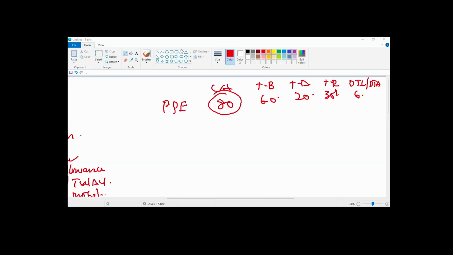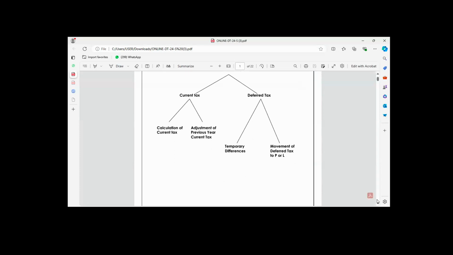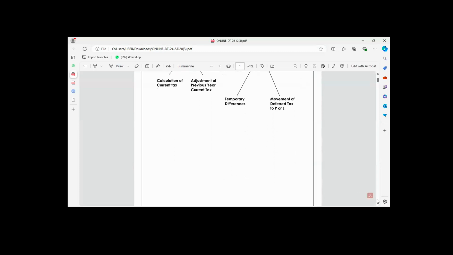This is it. Income tax is about current and deferred tax. What do you need to know about current tax? Calculation of current tax and adjustment of the previous year current tax. For the deferred tax, temporary difference and movement of deferred tax to profit or loss, you will get everything. When they give you the question, you will not see a new question in November.